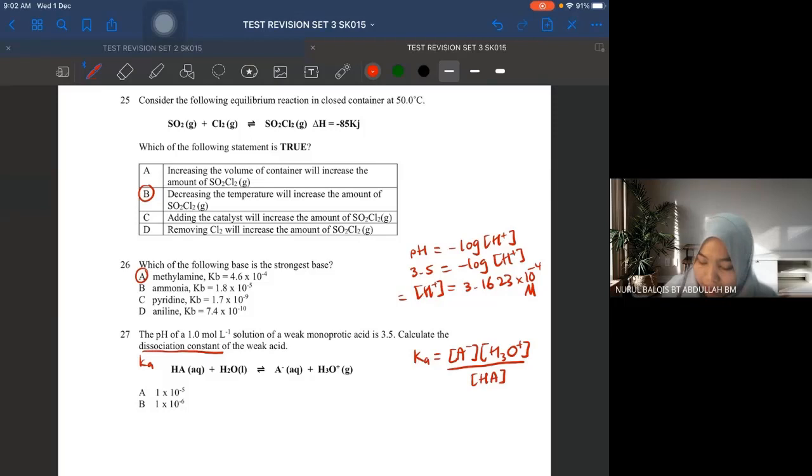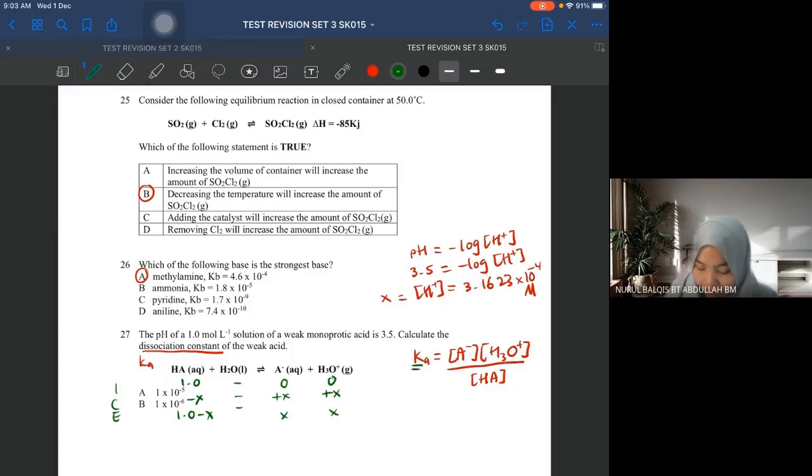So yang ni pun samalah maksud dia dengan X. Sebab dia nak cari Ka, kita perlu juga buat the ICE table. Jadi from here awak kena adalah dia punya ICE table. So ICE table kita start dengan monoprotic acid ni, HA kita start dengan 1.0 and then one coefficient minus X. You will get 1.0 minus X. And then your A starts with 0 and then plus X. So we have X and X.